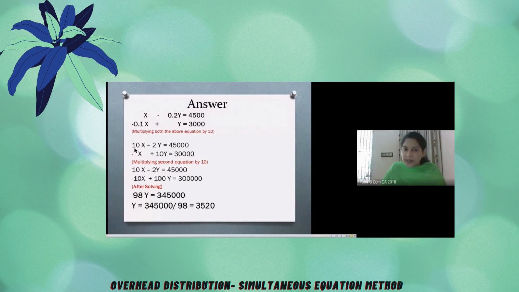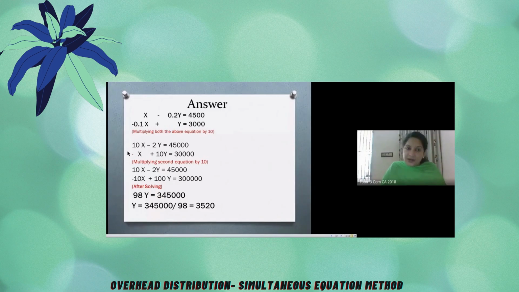Now when we multiply that with 10, this equation being multiplied with 10 means it will become 10X, right, minus 0.20 into 10 will become 2Y. 4,500 into 10 will become 45,000. So that is the first equation when multiplied with 10. Now you might ask, why multiply with 10? Since we had a decimal of 0.2, we multiplied that to eliminate the decimal. So we multiplied and we got the answer like this.